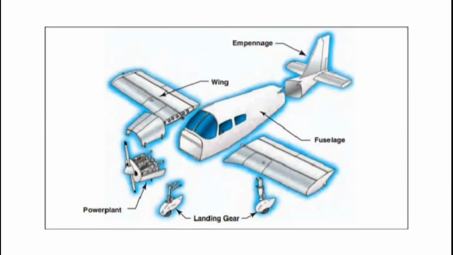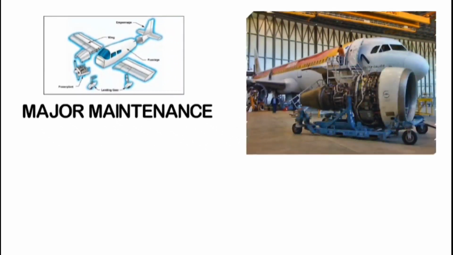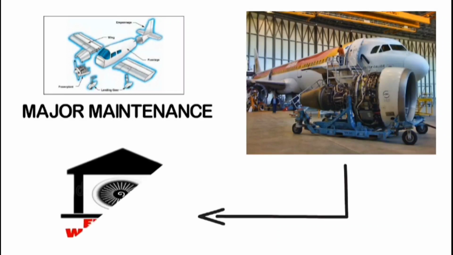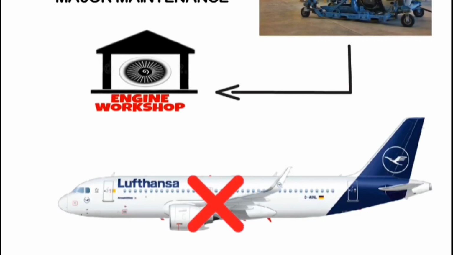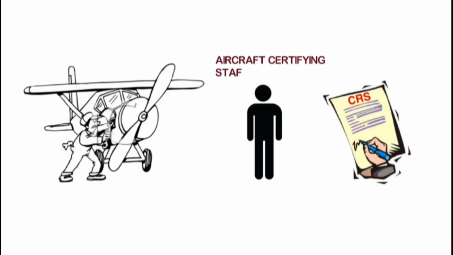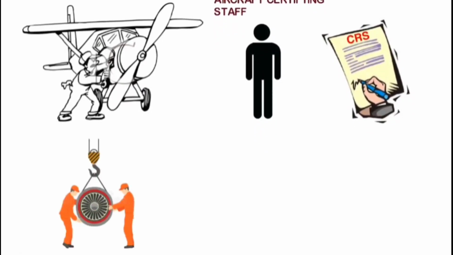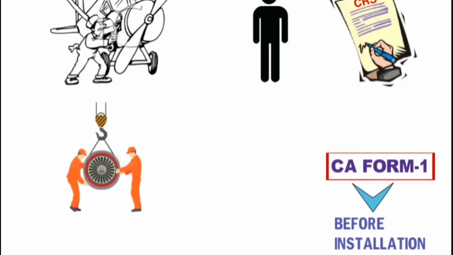Various kinds of components are installed on aircraft. When some major maintenance is to be performed on a component, it is removed from an aircraft and routed to a workshop for thorough maintenance, which is not possible when such component is installed on aircraft. As after aircraft maintenance, a CRS is issued by a certifying staff to prove that aircraft is fit for flight, the same way, after component maintenance, a CA Form 1 is raised before it is installed on an aircraft.